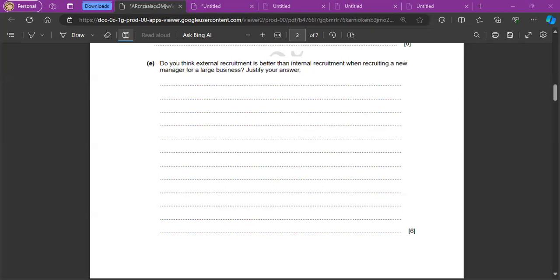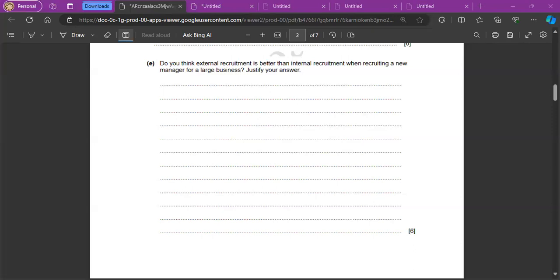And also, it avoids the risk of upsetting other employees, because often in internal recruitment, one of the main disadvantages is that there can be jealousy between co-workers if only one of them gets promoted and the others don't. So those are the advantages of external recruitment. But internal recruitment is financially much cheaper, and it's also less time consuming than external recruitment, because you don't have to put as much advertising, you don't have to contact recruitment agencies, and this obviously reduces expenses for them.